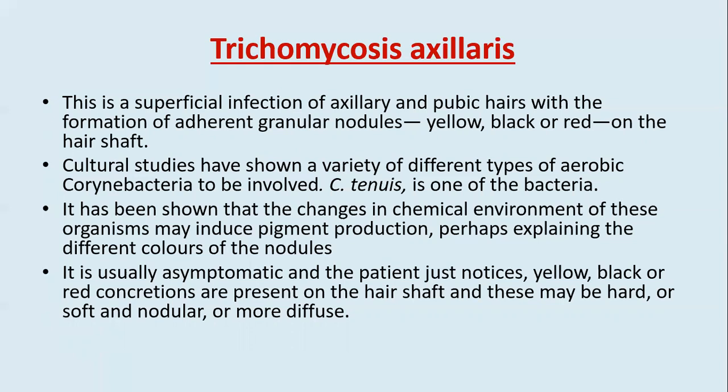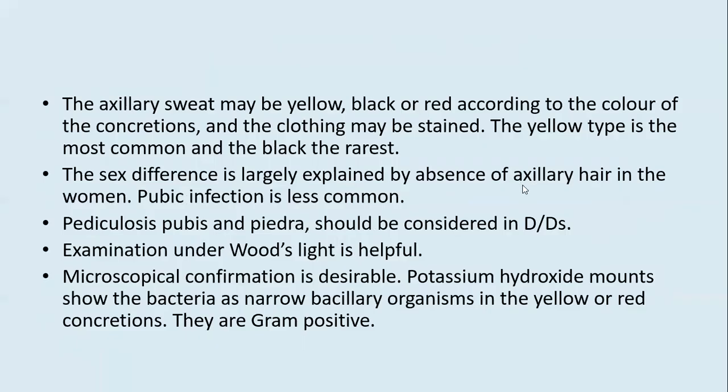This is usually an asymptomatic condition, and the patient just notices the yellow, black, or red concretions on the hair shaft, which are hard or soft and nodular or diffuse. So these are the concretions which are related to the hairs. The axillary sweat may be yellow, black, or red according to the color of concretions, and clothing may be stained. The yellow type is the most common and black is the rarest. Sex difference is largely explained by absence of axillary hair in women, and pubic infection is less common.